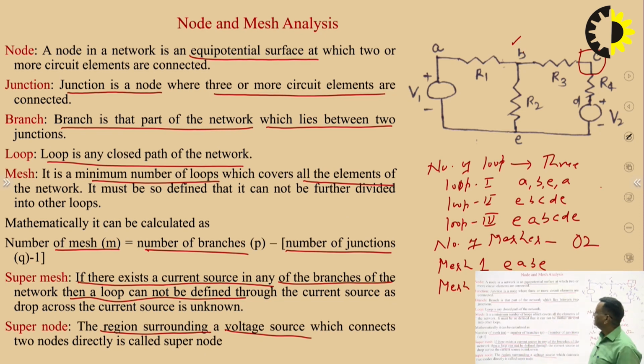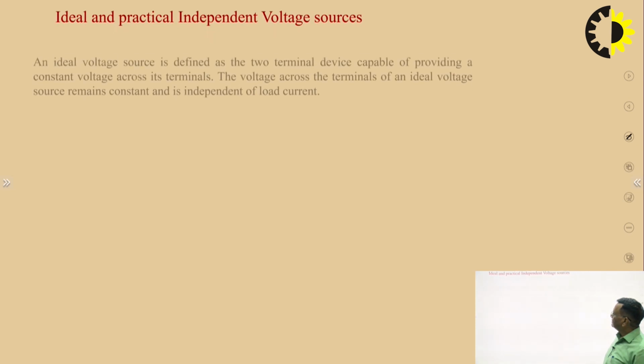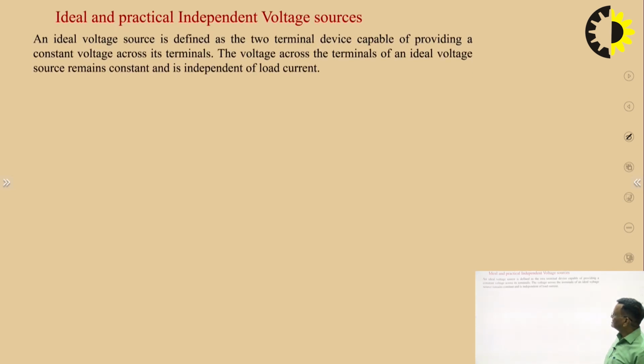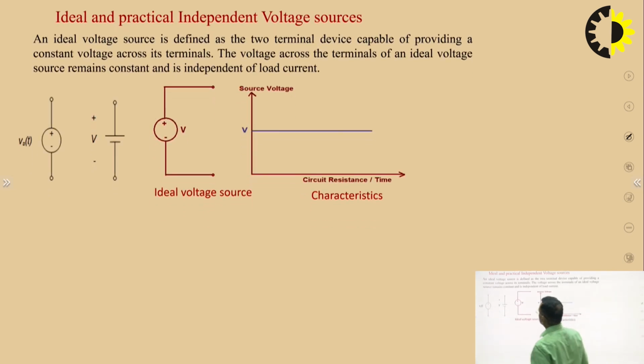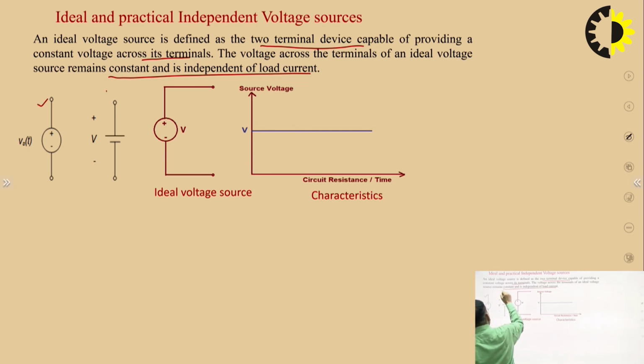Now come to another topic, independent voltage sources. Basically an ideal voltage source is defined as a 2 terminal device capable of providing a constant voltage across its terminals, independent of load current. These are the symbols of an independent voltage source, and this is the VI characteristics of an independent voltage source.